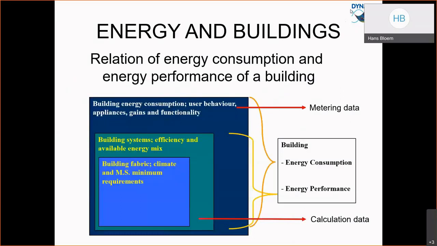What is also important is to understand the relation between the energy consumption and efficiency and the energy performance of a building. So in this graph, I have given that relationship. If you see these three blocks, then you might understand already where this difference is coming from. The light blue box is really the impact of the building fabric, the materials that are used for making a building, and of course the climate that a building is placed in.